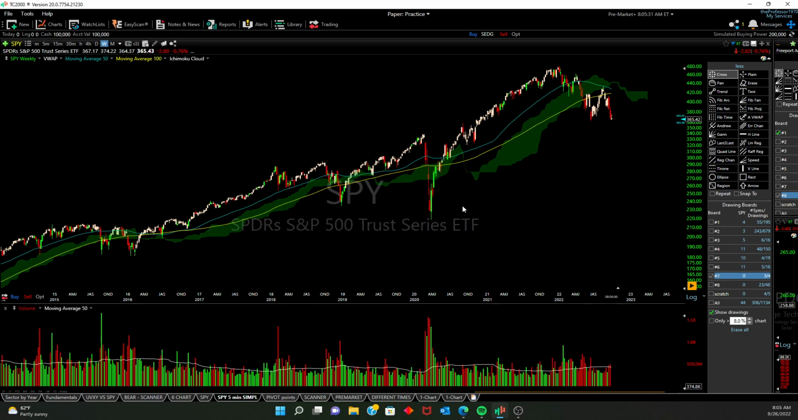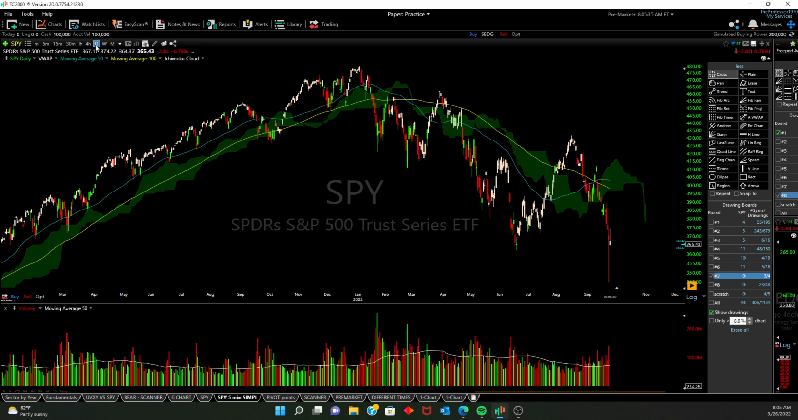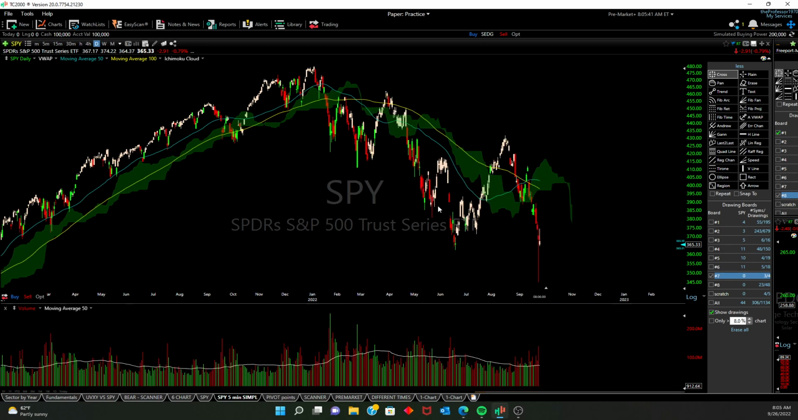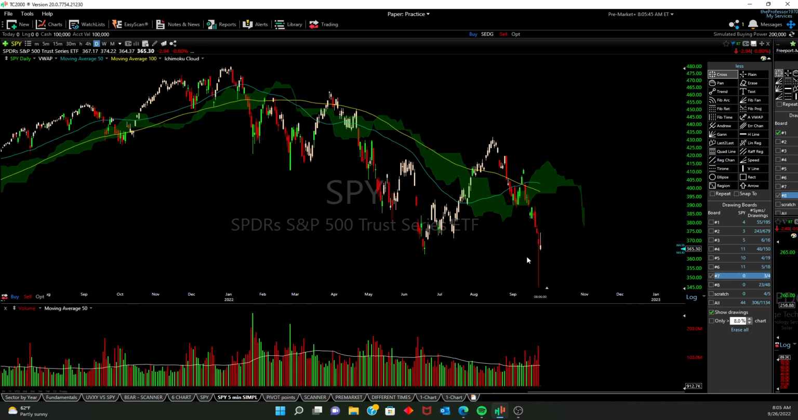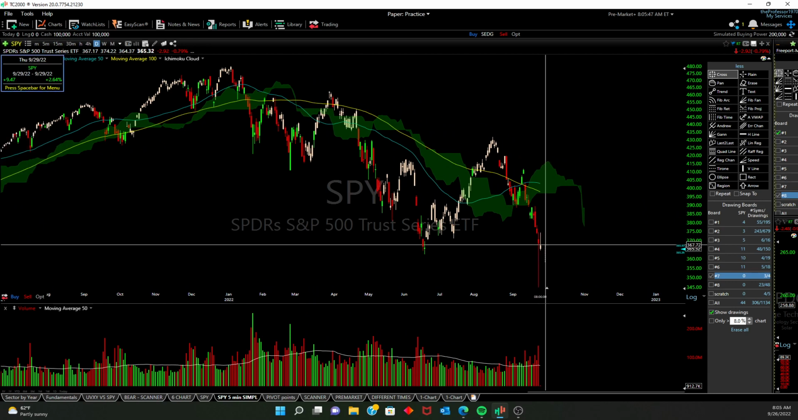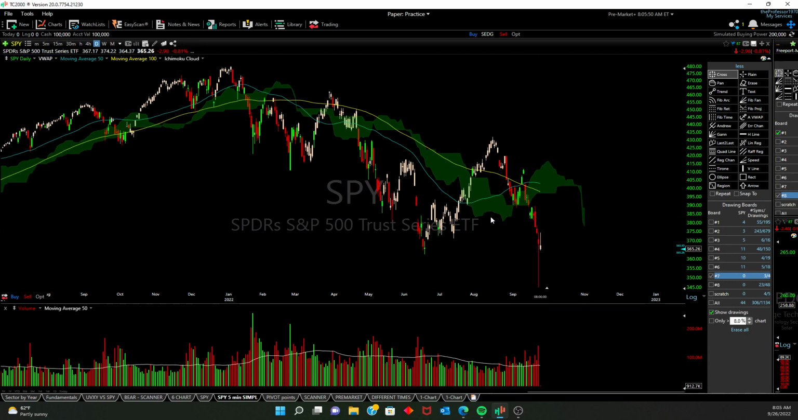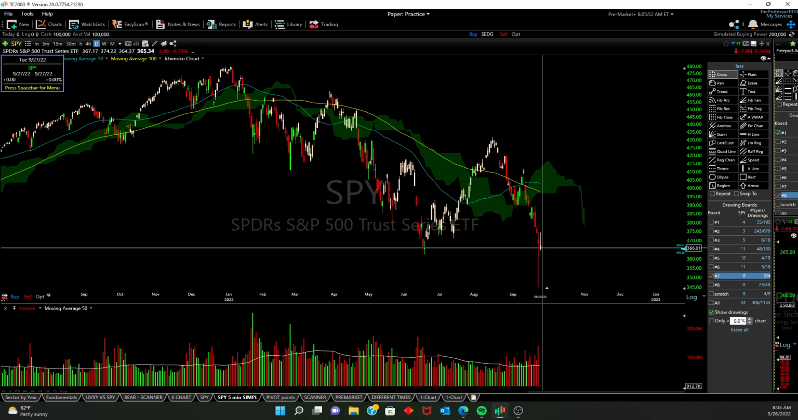But anyway, I always draw on the daily. This is a daily cloud right here. You can see right now I do not have pre-market on. When I draw lines, I do not like to have the pre-market on. Right now you can see we are actually trading below the cloud. Here's the bottom of the cloud, and we are trading below it.